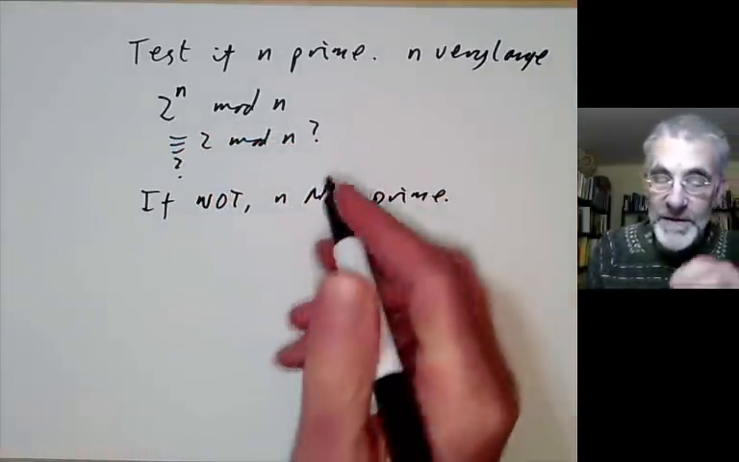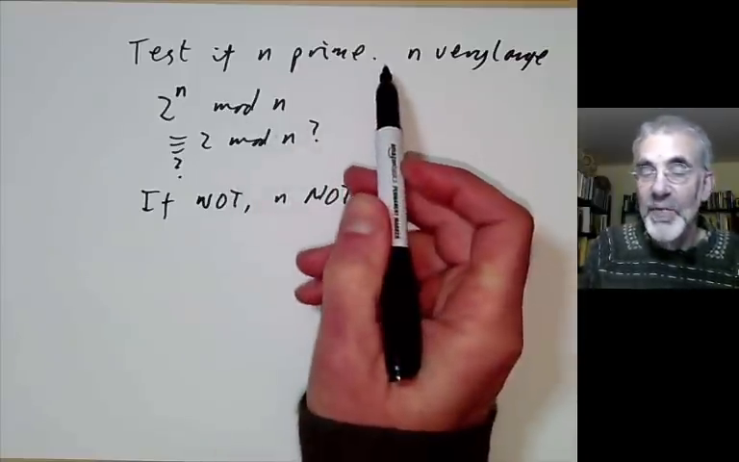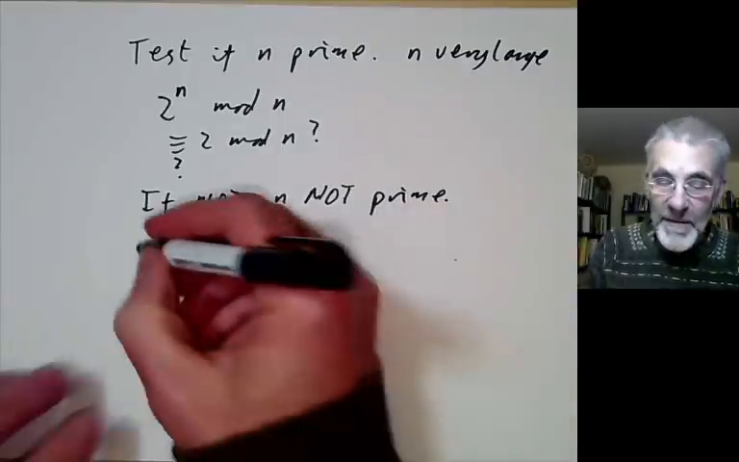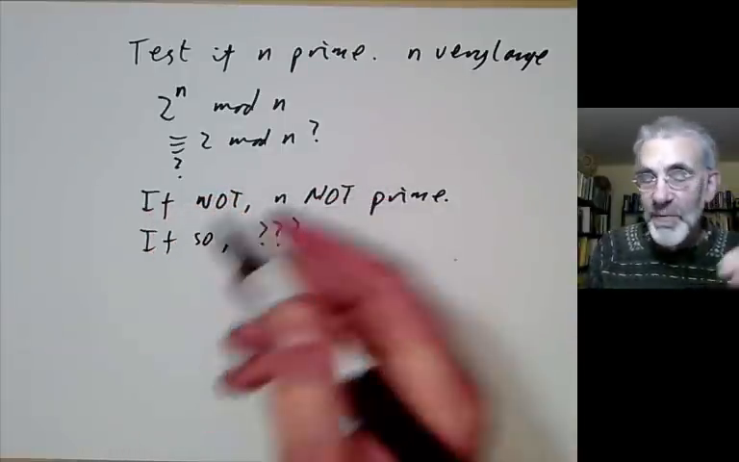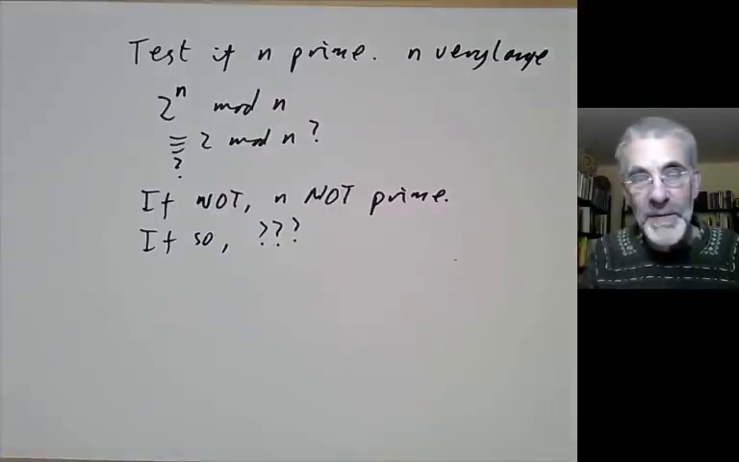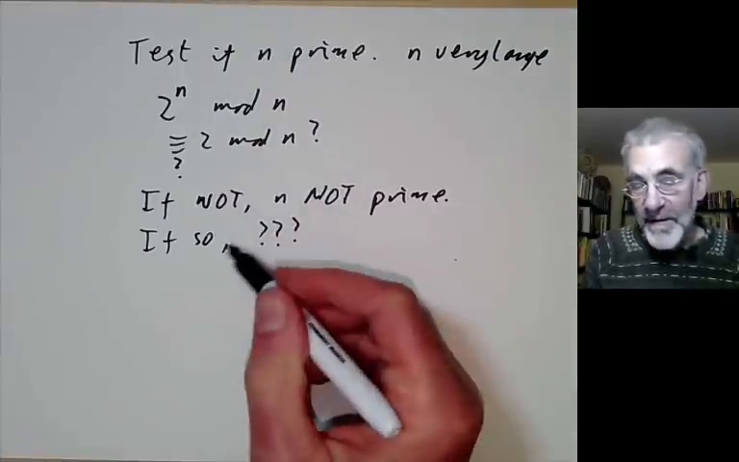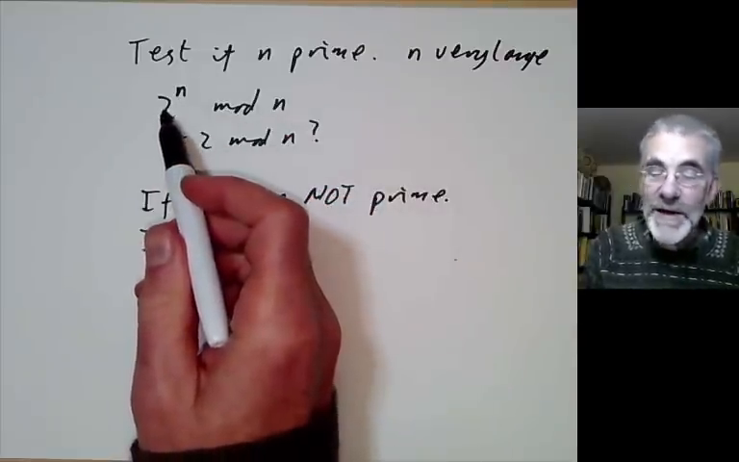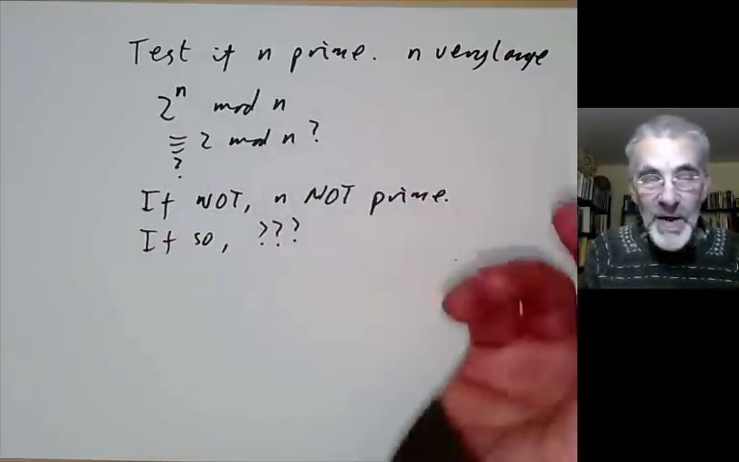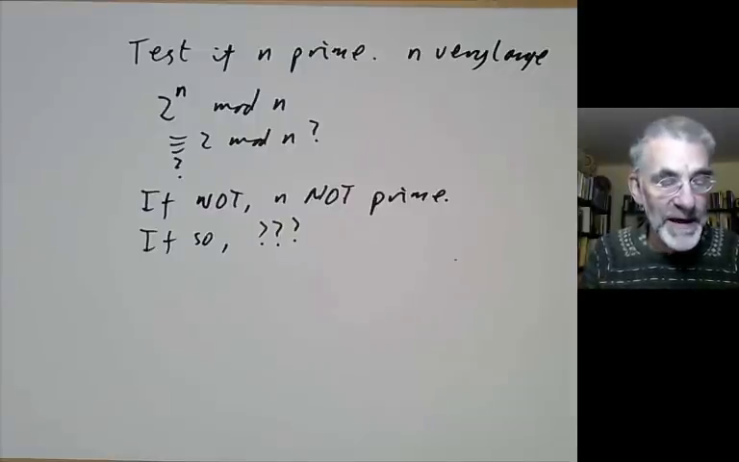So we can quite often check that very large numbers aren't prime without finding any factors of them. If so, well, n might be prime. It's probably not prime, but we can't really be sure. If so, you might then try and see if 3 to the n is congruent to 3 modulo n and so on. You can try several other checks like this.